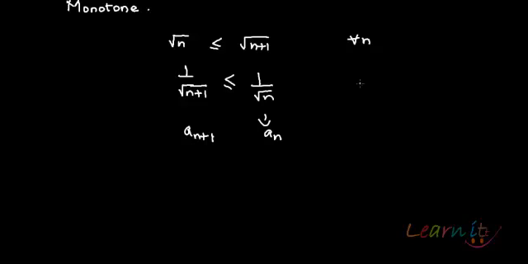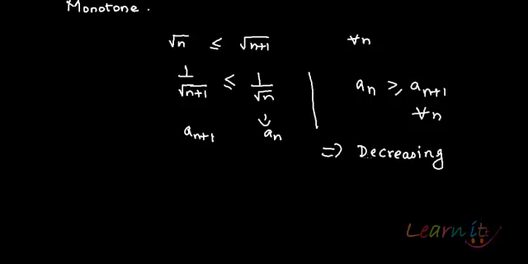So what do we have? We have that an is greater than or equal to an plus 1 for all n in this sequence. So what does that imply? That implies that this is a decreasing sequence, for all n greater than or equal to 1. So this will be a sequence starting with 1 upon root 1, then 1 upon root 2, 1 upon root 3, and so on and so forth. So yes, it is a monotone sequence.